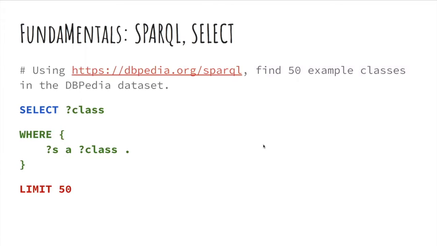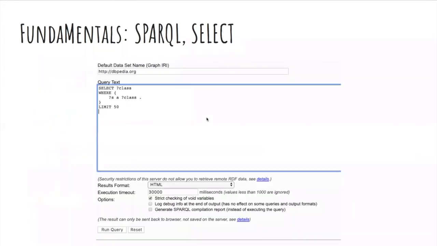So pause the video and go to the DBpedia SPARQL endpoint. The URL is there in the slide, and try this query out. And it'll look like this. So here's the UI for the DBpedia SPARQL endpoint. And so you add the data here in the box, and then you can click Run Query. And you should get results with a list of classes.